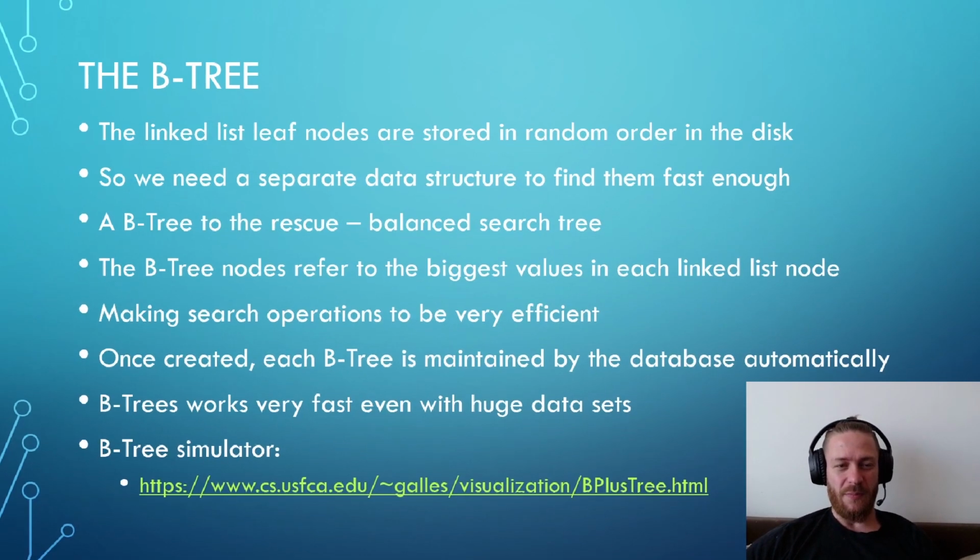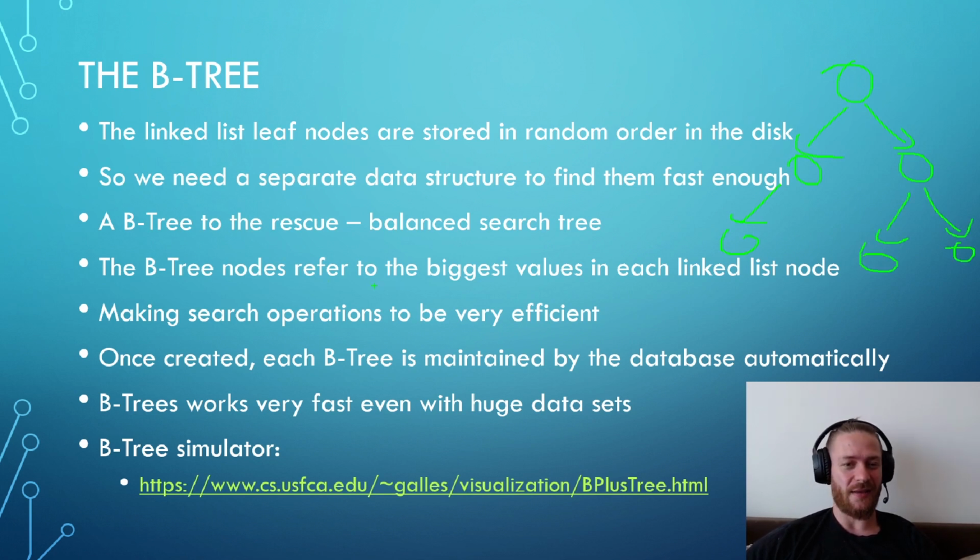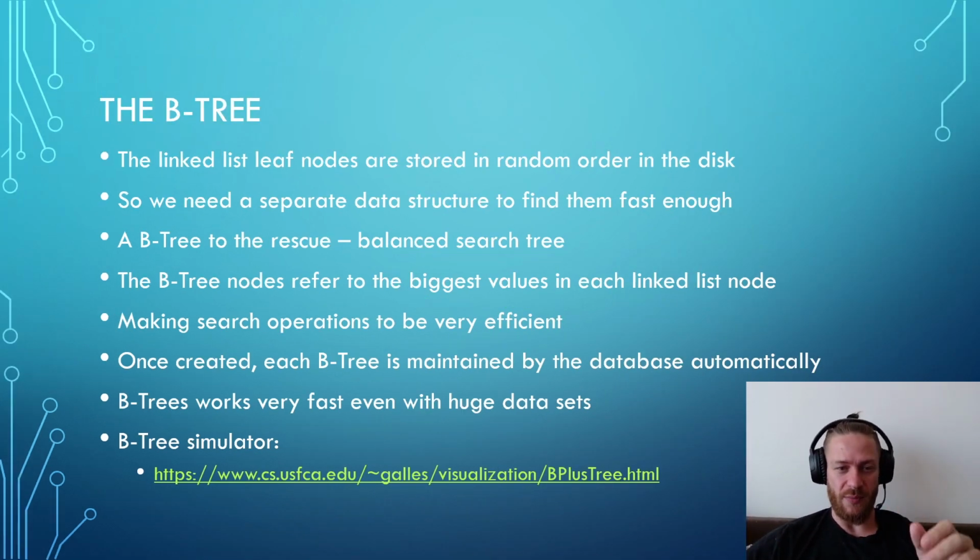And the B tree has nodes too. We're going to see one in a minute. What's important for it is that the B tree nodes refer to the biggest values in each linked list node. So each node in the B tree refers to the biggest value in the node in the linked list. If you are not familiar with data structures, I know this may sound confusing, but we are going to see a graphical example in a minute, so bear with me.